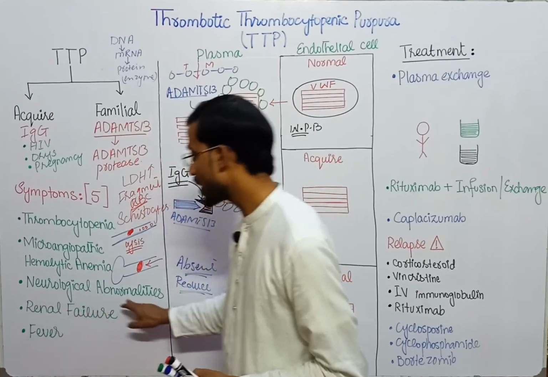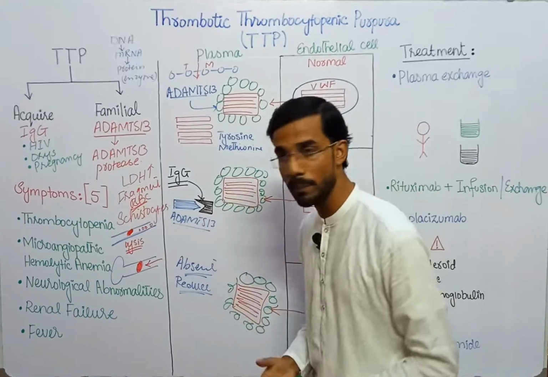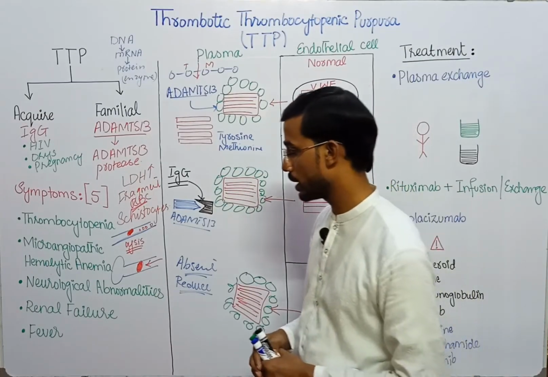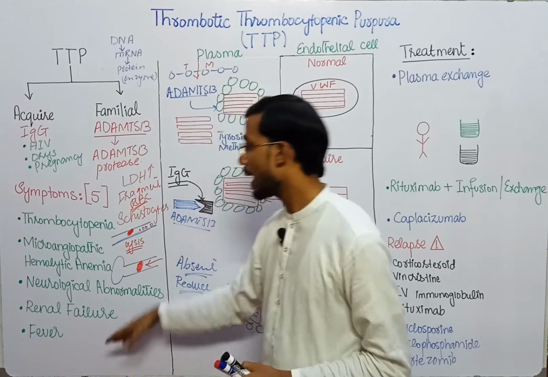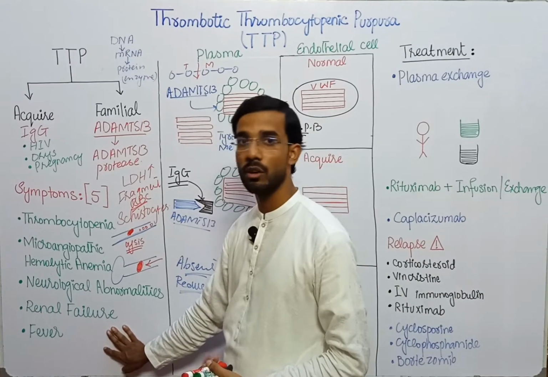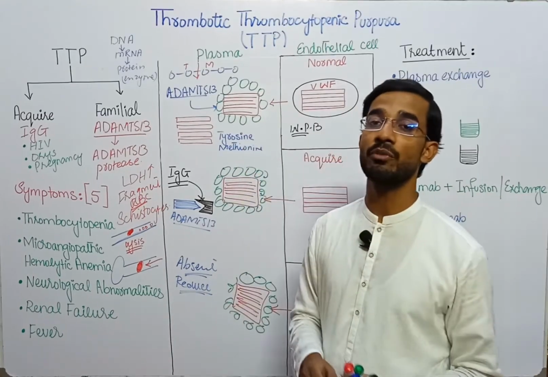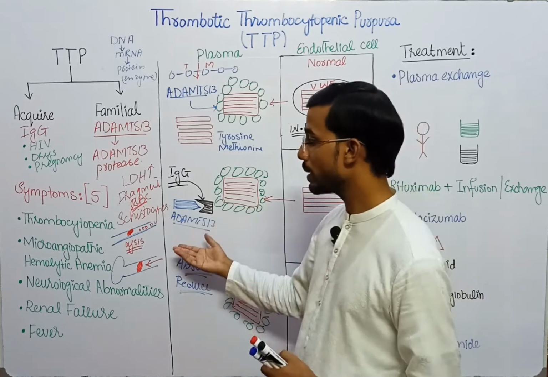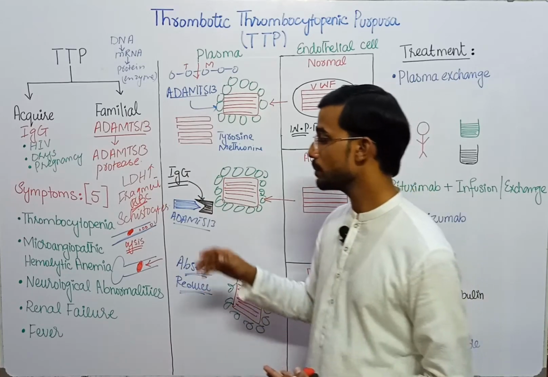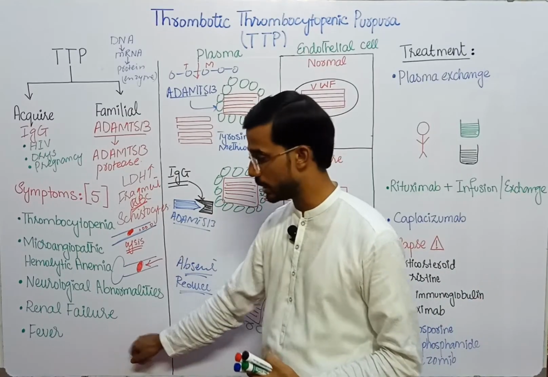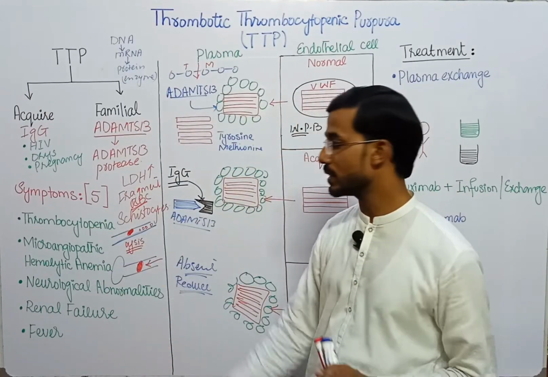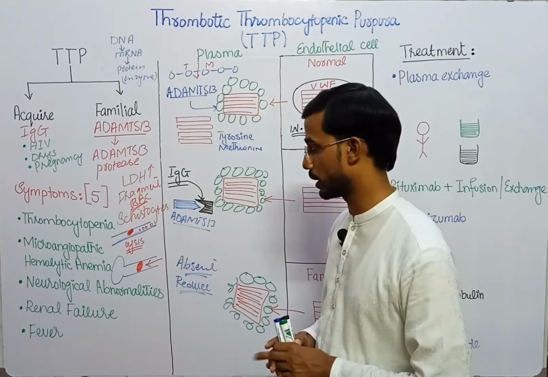Third is the neurological abnormalities. Due to the formation of the thrombus, neurological or CNS problems will occur. Fourth is renal failure. LDH increase, different anemia occur, and all these situations will cause failure of the kidney, because the kidney filters blood. And if several thrombi and red blood cell fragments are present in the blood, then it causes failure of the kidney. And the last one is the fever. So these are the 5 symptoms of TTP. These symptoms are most important.